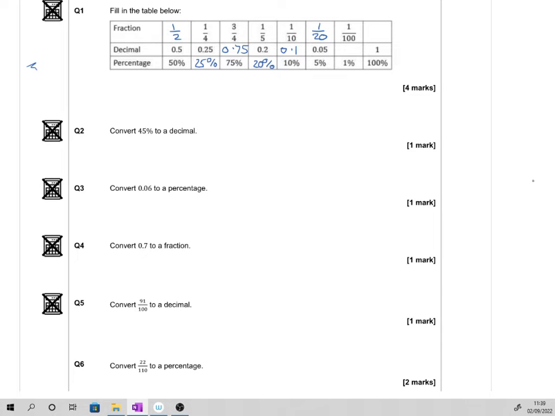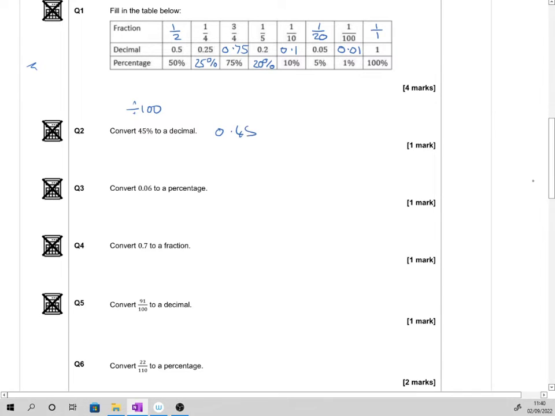100th, 1%, 0.01. And 100%, a fraction would just be 1 over 1, I suppose, or 100 over 100, doesn't make any difference. Right, now convert this to a decimal. Now 45%, we just divide by 100. So these few, we divide by 100. So that's 0.45.